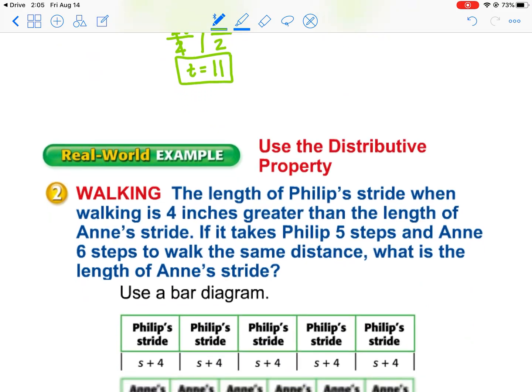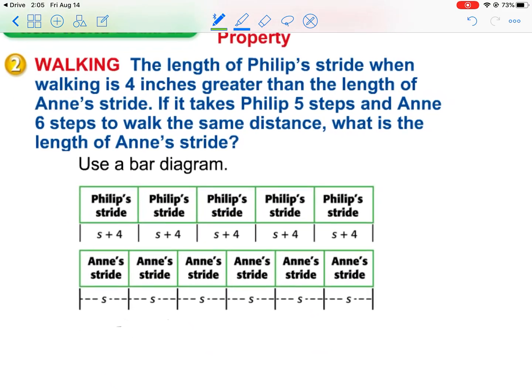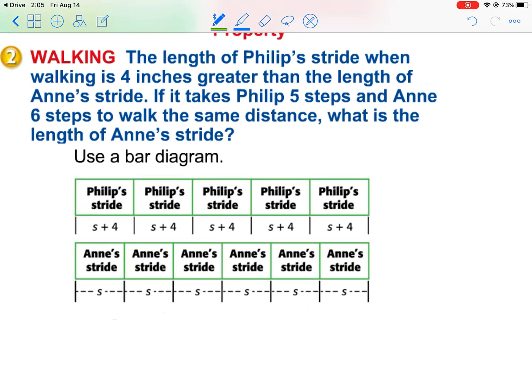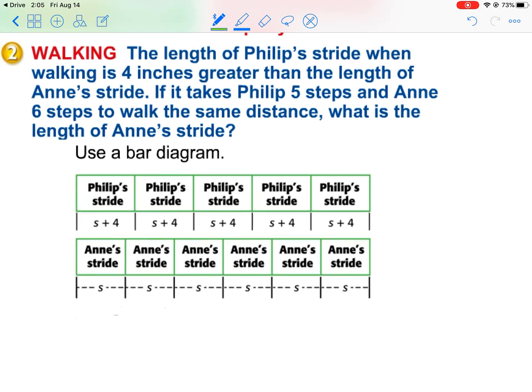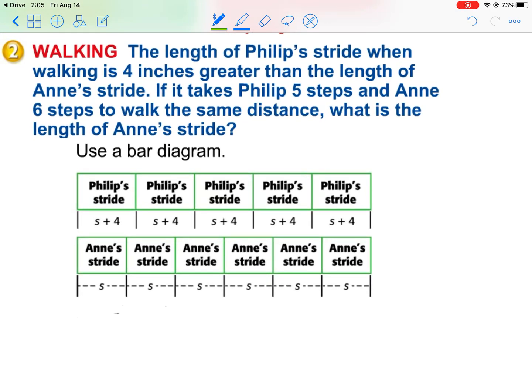Multi-step equations can also be used to represent situations. So here we have a word problem. The word problem says the length of Philip's stride when walking is 4 inches greater than the length of Anne's stride. If it takes Philip 5 steps and Anne 6 steps to walk the same distance, what is the length of Anne's stride?